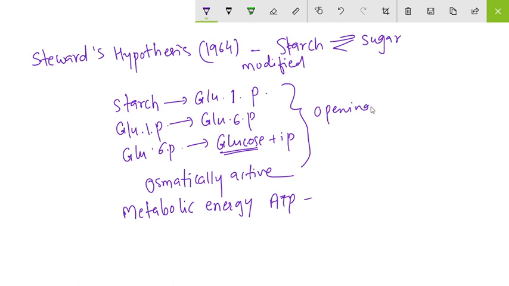It is for opening of the stomata, and the metabolic energy ATP, or the respiratory energy, which is produced in respiration, is necessary for the closing of the stomata. So O2 is required, and the CO2 that accumulates becomes osmotically inactive. So O2 which is utilized in respiration is important for the closing of the stomata.